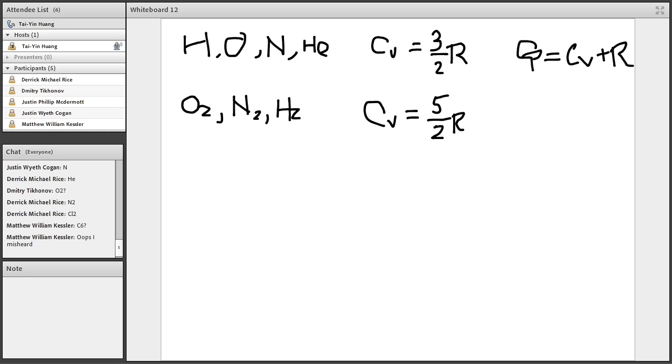Okay. So now, of course, CP. You can see that for monatomic, it's 3 halves R. For the diatomic, it's 5 halves R. So your CP value will change as well. So now your CP value for the diatomic, let me just write it down here. Your CP here would be 7 halves R, right? For the diatomic. Okay.